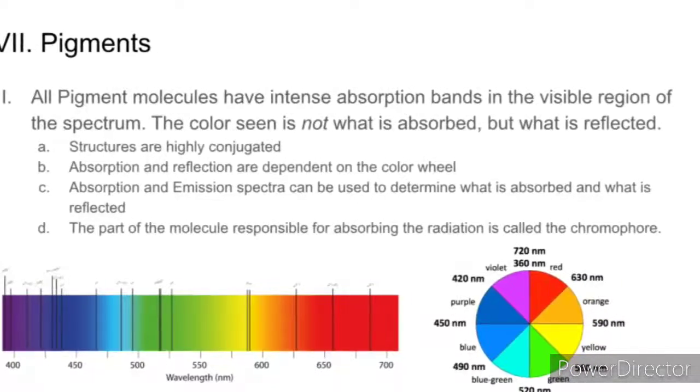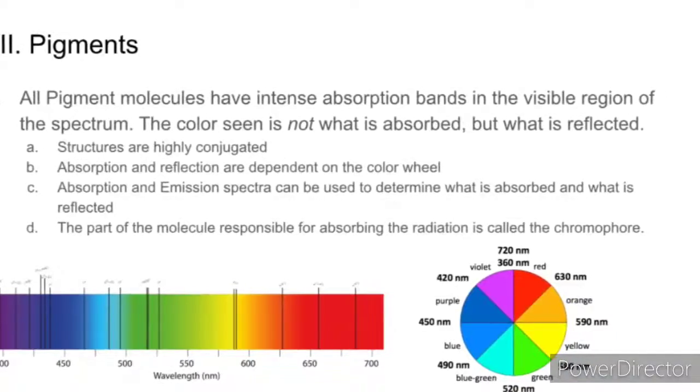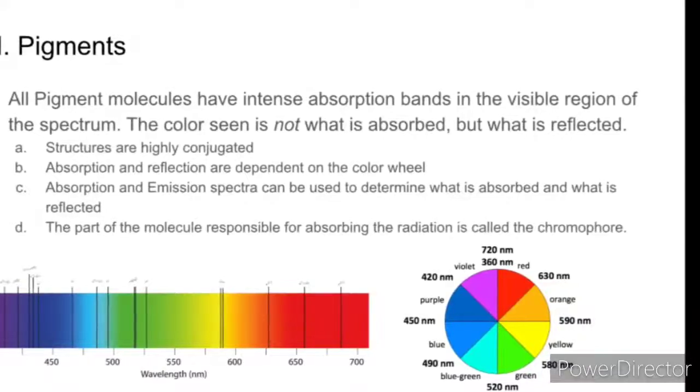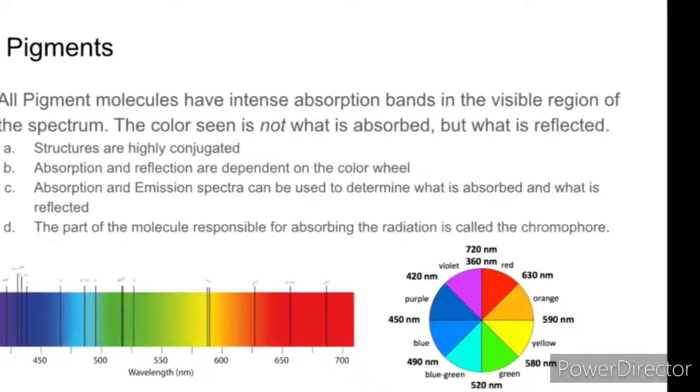So the color wheel that you see in the bottom right hand corner is going to be how we tell what is reflected, and the complementary color, which is the color opposite of the color that is absorbed, is going to be what is reflected. So for example, if purple was absorbed, then yellow is going to be what's reflected.